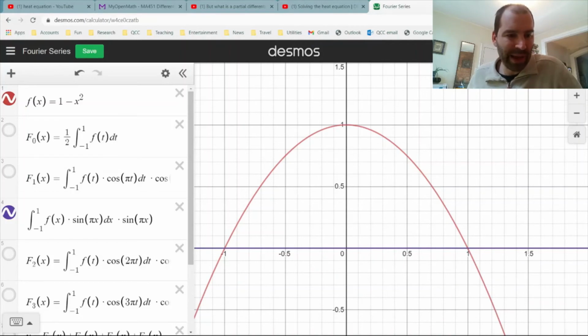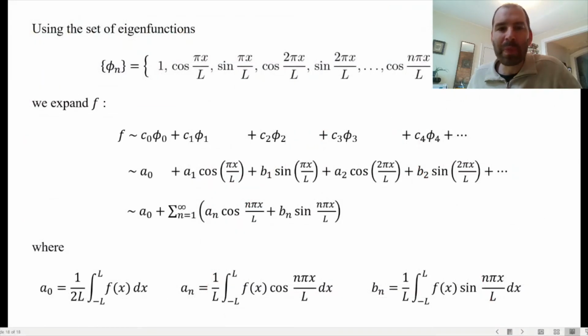Well, if you look back here, our function, by the way, is an even function. It's 1 minus x squared. So we have an even function multiplied by an odd function. If you multiply an even function times an odd function, you get an odd function. Now, if you integrate an odd function from minus L to L, no matter what L is, you'll always get 0. So because we started with an even function, that b term is 0.